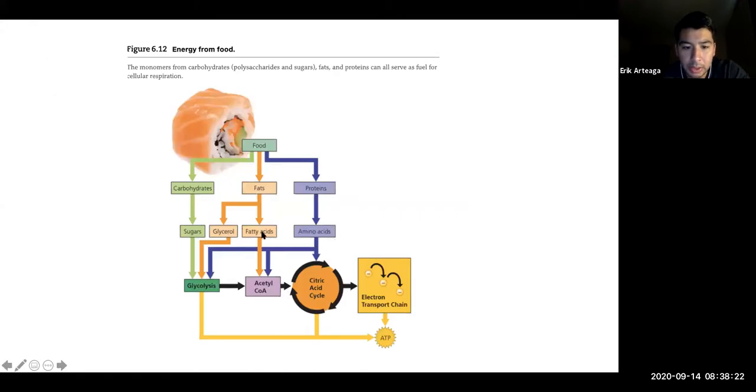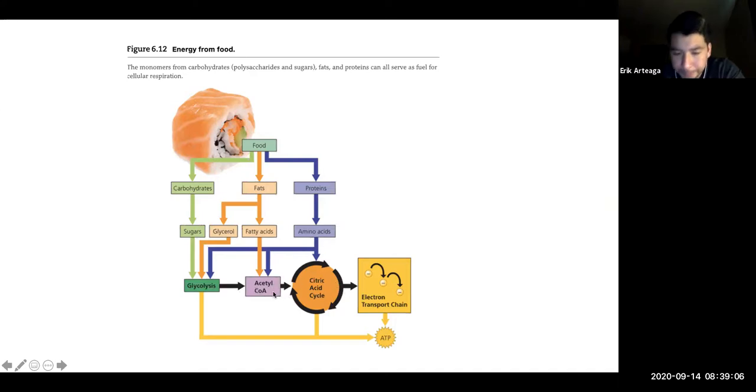And then you can also have the breakdown of protein. You can either start in glycolysis, converting some of these amino acids into a sugar component, or you can plug into the citric acid cycle, okay, as acetyl-CoA. So this will just require a 2-carbon molecule, if you remember, right? Acetic acid. A compound that looks like acetic acid will be fine. Okay, so you can plug in at different parts of the pathway in order to gain energy throughout these different parts.